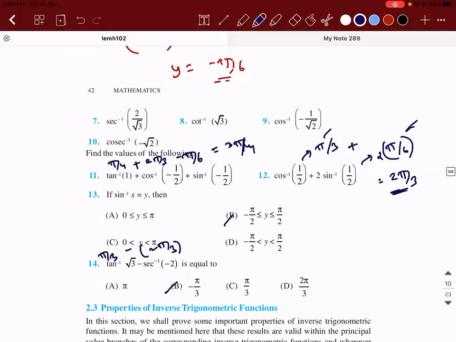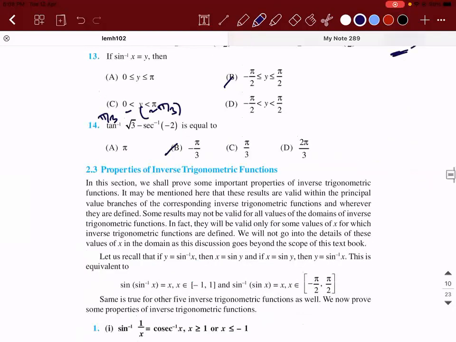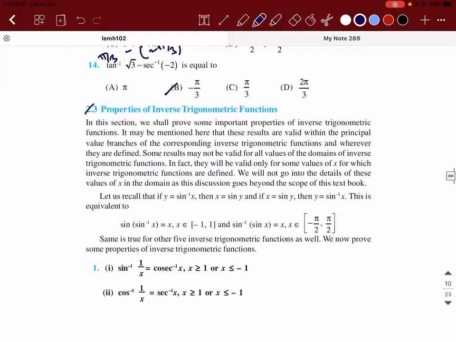Is there anyone having doubt of why secant inverse minus 2 is 2 pi by 3? Anyone with a doubt? Everyone is convinced? Right? Those who are online, any doubt? Okay, I'm assuming it is clear. Okay, very good. So now next, we will get into the next exercise. That is, we are going to see the properties of inverse trigonometric functions.